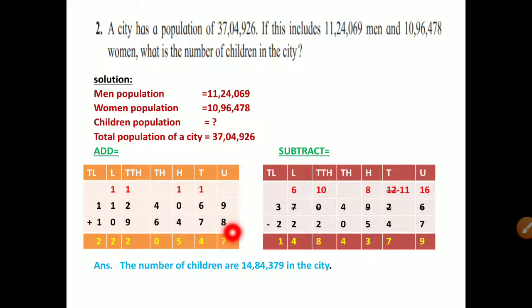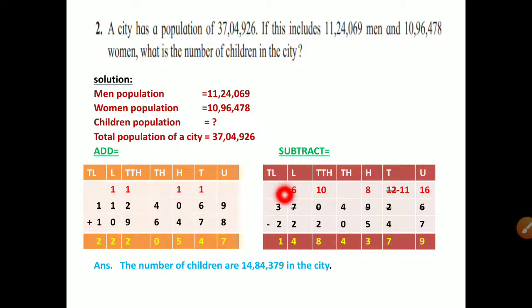9 plus 8, 17, 7 down 1 carry, 1 plus 6, 7, 7 plus 7, 14, 4 down 1 carry, 1 plus 0, 1, plus 4, 5, 4 plus 6, 10, 0 down 1 carry, 1 plus 2, 3, 3 plus 9, 12, 2 down 1 carry, 1 plus 1, 2, 2 plus 0 is 2, 1 plus 1, 0. This answer is 22,20,547. This is the total of men population and women population.